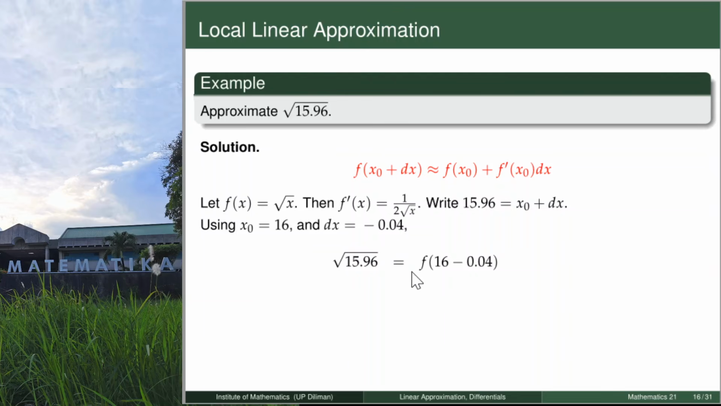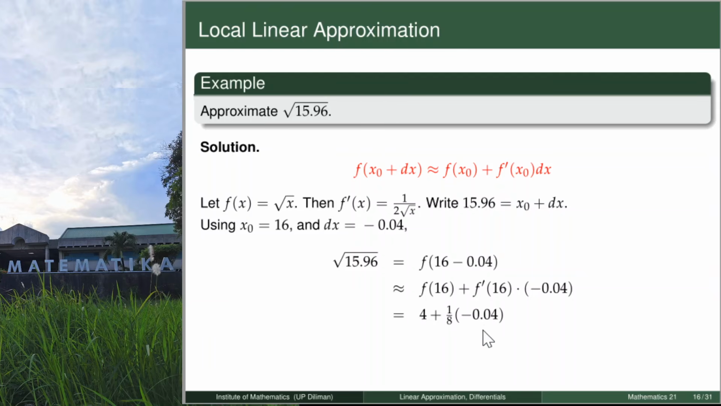And now we are ready to move on to the second part of the formula. So this is approximately equal to, so copy. x naught is 16, and dx is negative 0.04. So you should get this. And then plug in all your 16s to your function and f prime. Then you should have 1/8 multiplied by that.